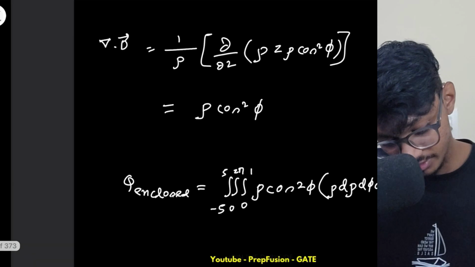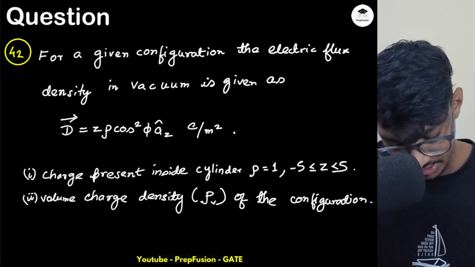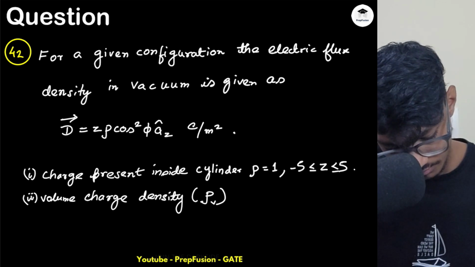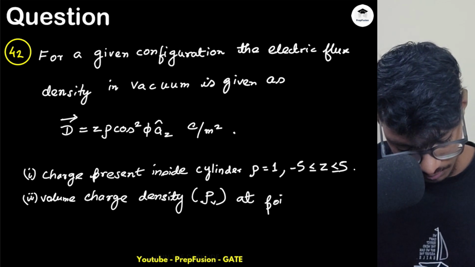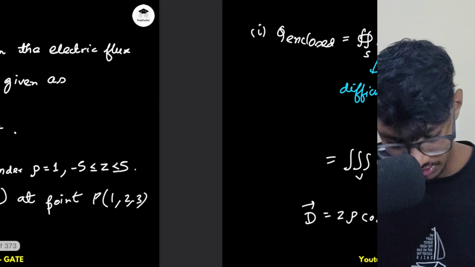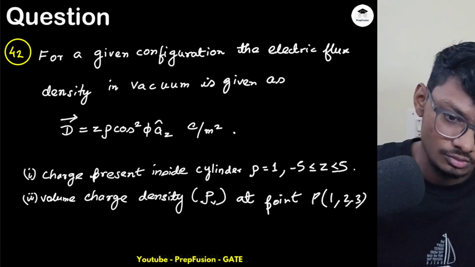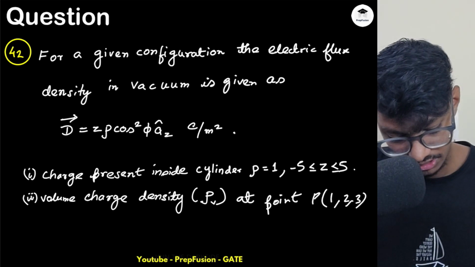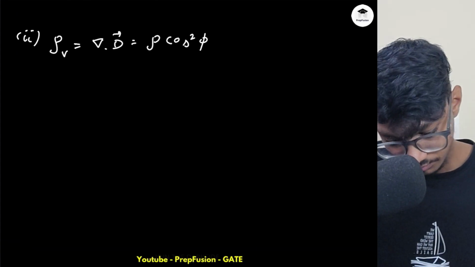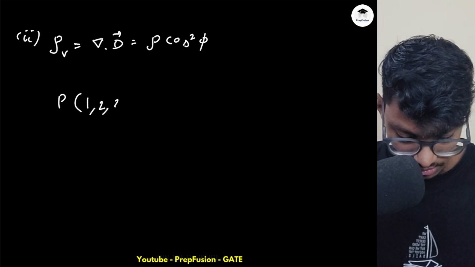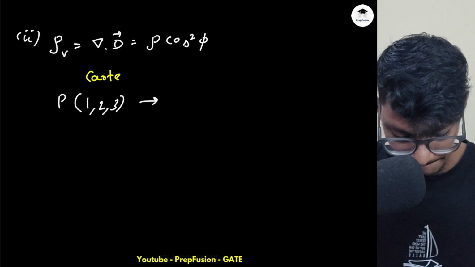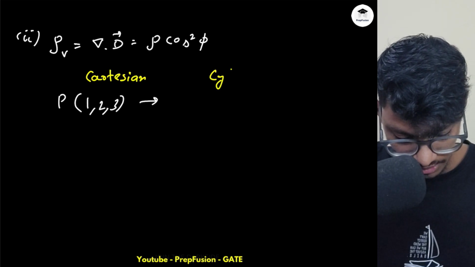So this question would have been even better if I had asked you to find the volume charge density at point P equals 1, 2, 3. Yes, we can do P equals 1, 2, 3 as well. If this is in the simple Cartesian coordinate system, then first of all, you have to convert this P into cylindrical. This is in Cartesian. You have to convert this into cylindrical.